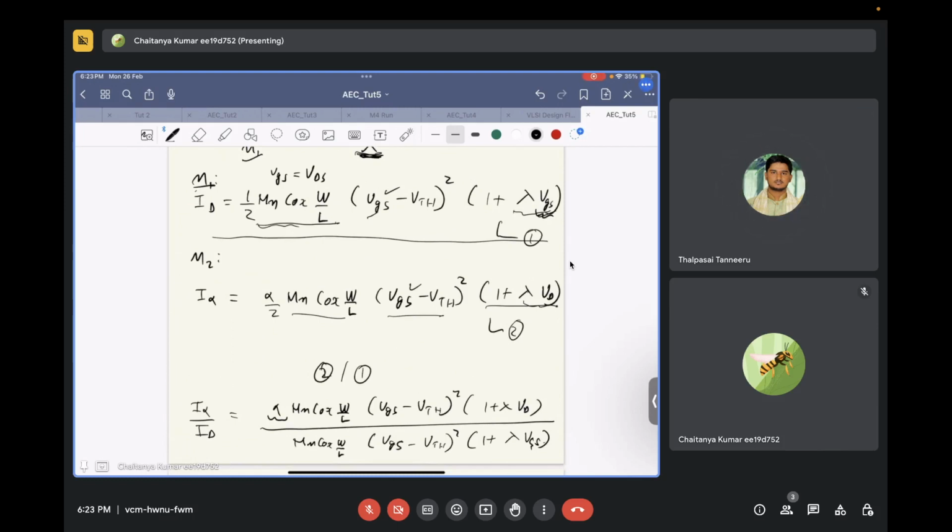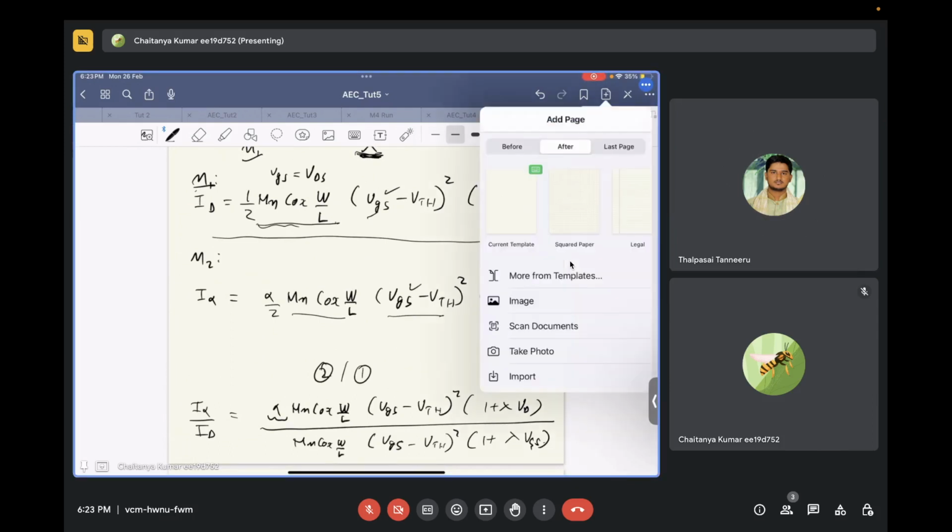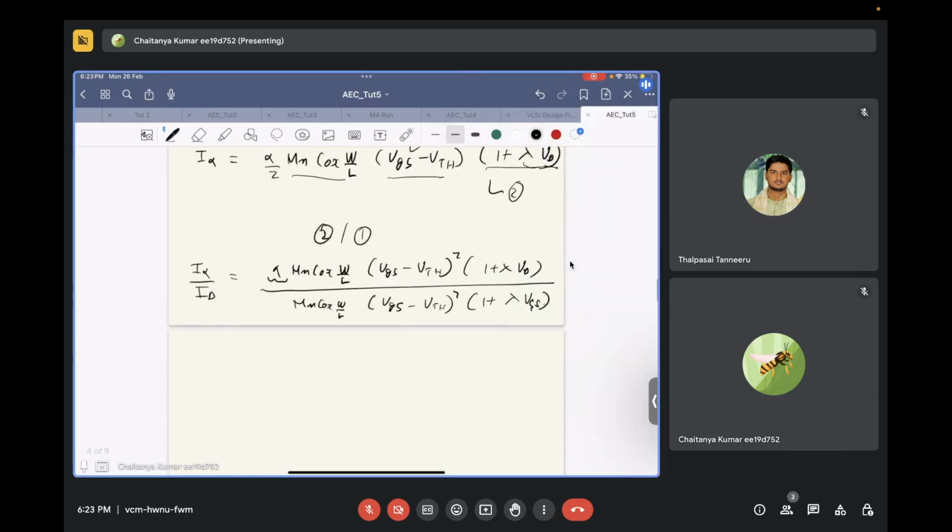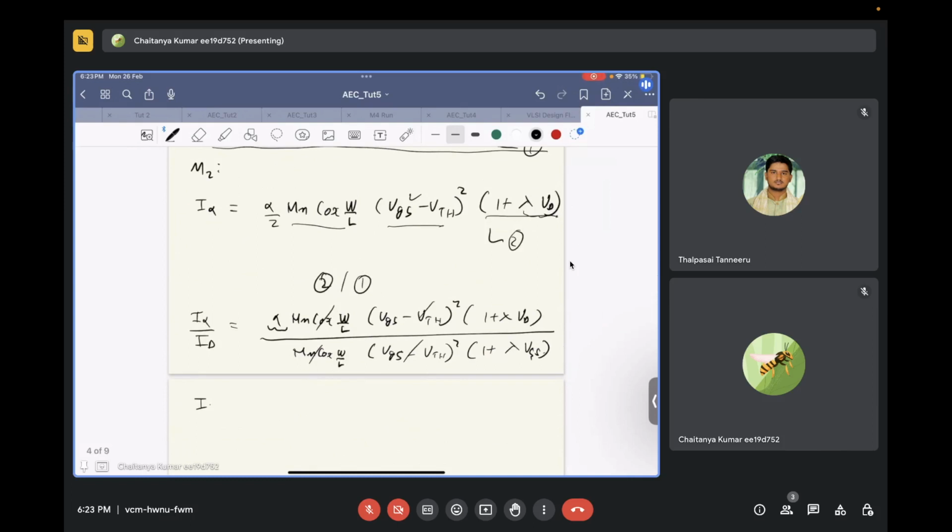Yes, sir. Alpha is the factor. So basically from here, this can be knocked off, this can be knocked off, because VGS of both the transistors is the same. So what we get is I alpha equal to alpha times ID times 1 plus lambda VD divided by 1 plus lambda VGS. Now, can you please tell me what approximations you can apply in this equation?